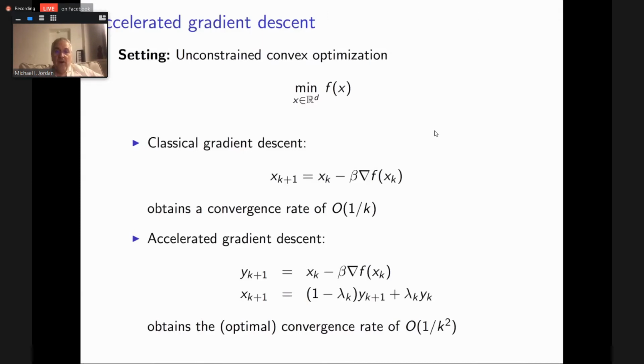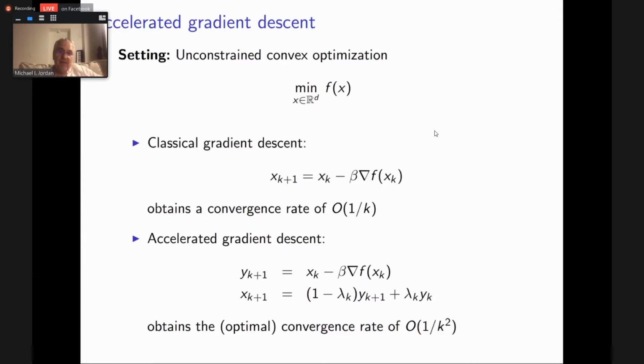It's not just one equation, it's two equations. So we have a second variable here, which we're calling y. y is updated more or less as the gradient using the x variable. And then x is updated as really a rotation, if you will. Think of that lambda as like a cosine or sine. So it's a rotation of the last two values of y. So this has a flavor of momentum. It's using sort of two gradients, if you will. But it's just an algorithm.